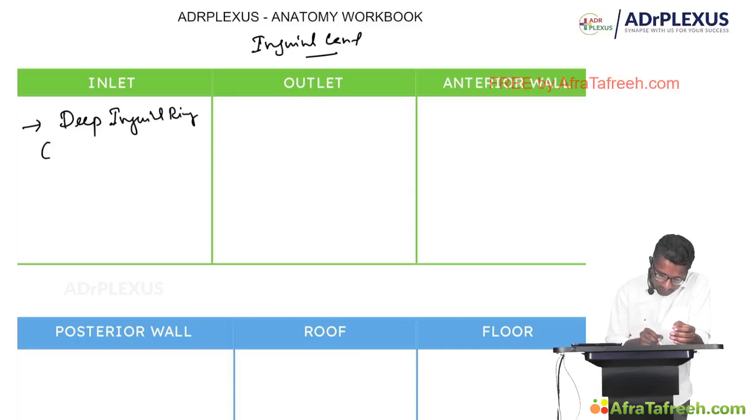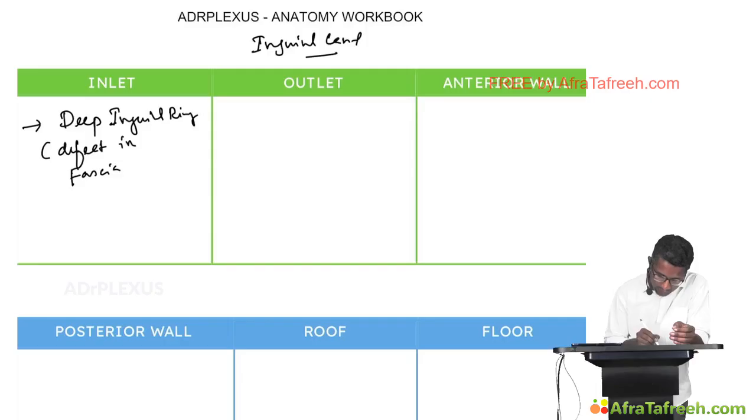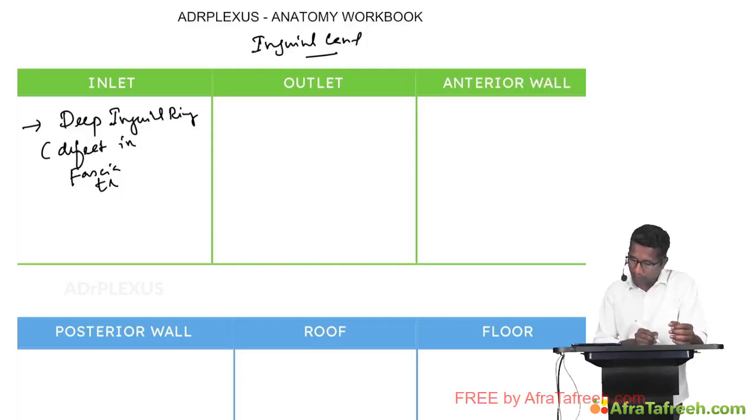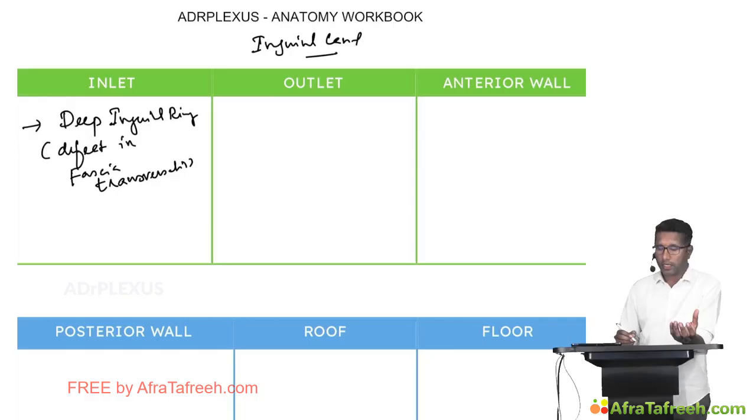And the deep inguinal ring is a defect in what fascia? It is a defect in fascia transversalis. Very good, Anashwara. It is a defect in fascia transversalis. Now you have an outlet for the inguinal canal.